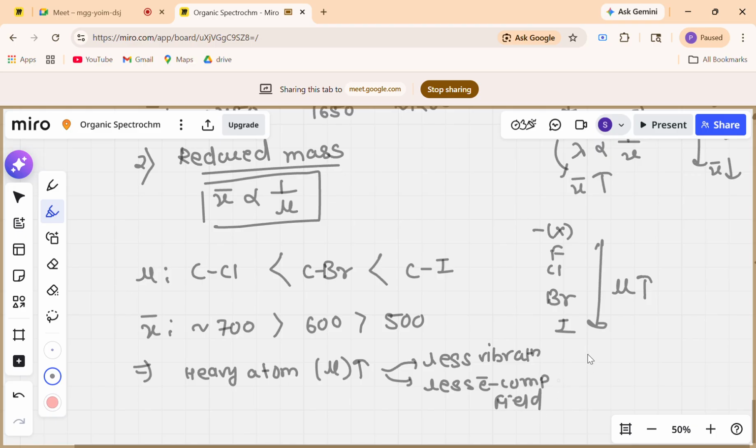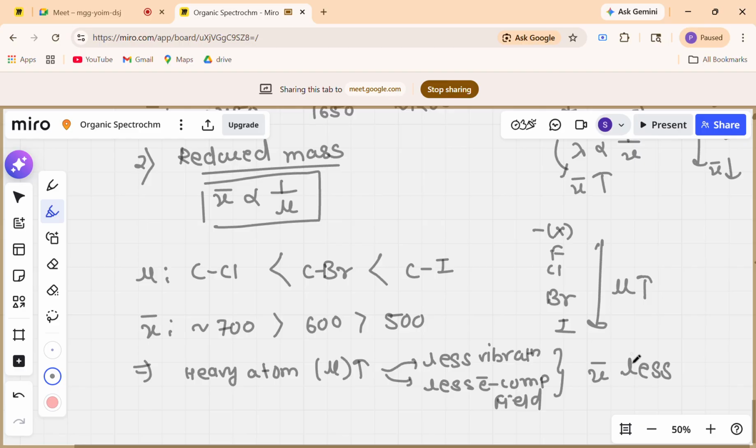What does it mean? It means there will be less electric component field generated in the chemical structure, which can resonate with the electric field of IR radiation, and hence your stretching frequency will be less. So both ways you can remember it: imagine there is a heavy atom in your bond, and you are providing the same energy to the lighter atom and to the heavier atom. If there is a heavier atom, then the vibrational motion itself will be less.